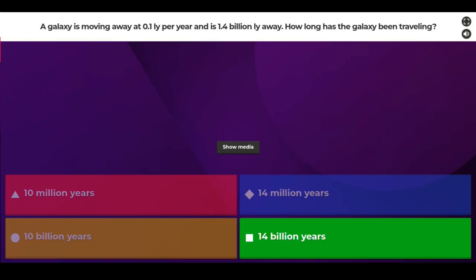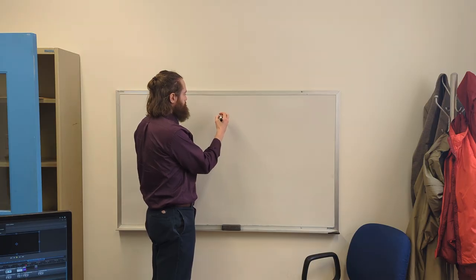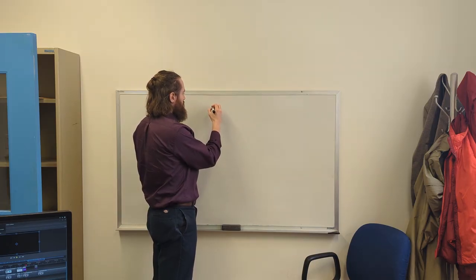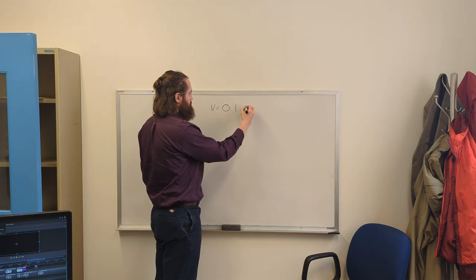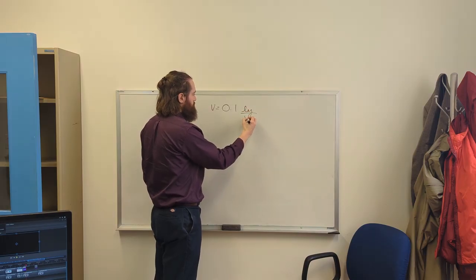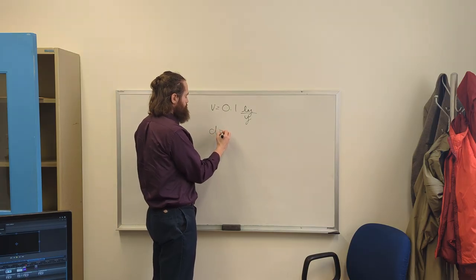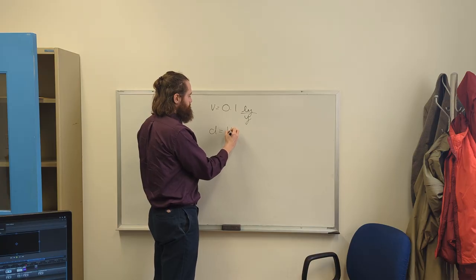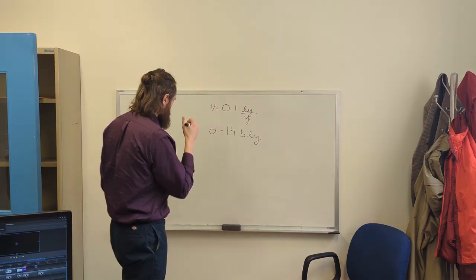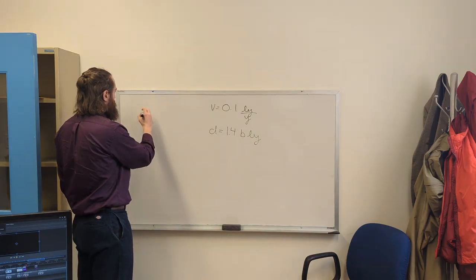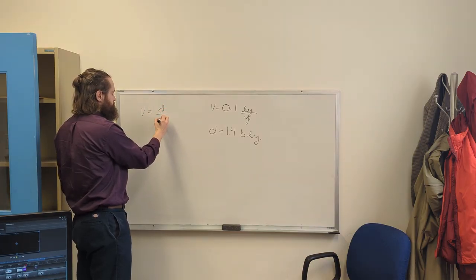So let's do the math. So we've got a velocity of 0.1 light year per year, and the distance is 1.4 billion light years away from us. So the definition for velocity is distance divided by time. So if we want the time, we need to do some cross multiplying. So move the t over and then divide the v over.